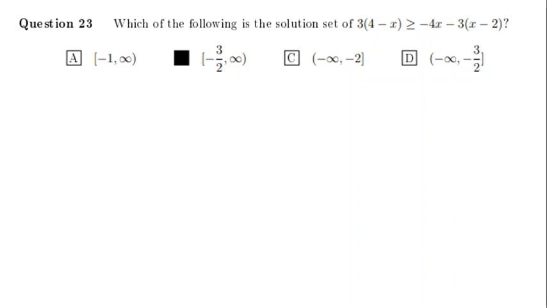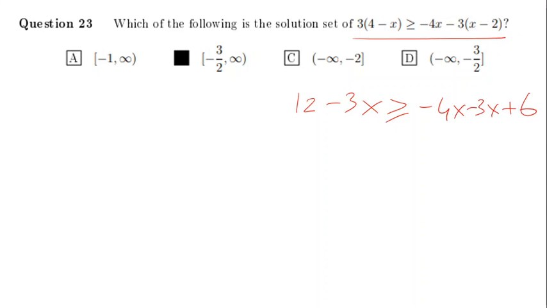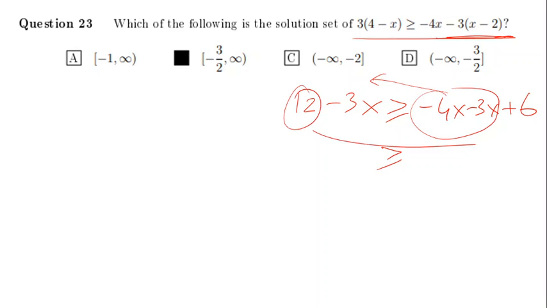Okay, now we have some linear inequality, I guess. So let's check. 12 minus 3x. Okay, so get rid of the parentheses first and try to collect all x terms on one side. I would just send these two guys in here and then this one to the other side.